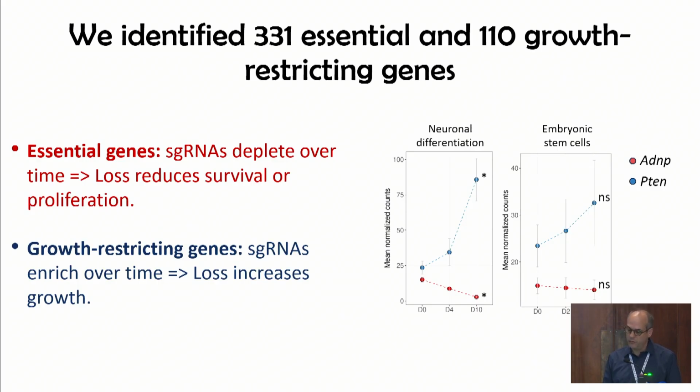We see an increase, it's not upregulation, it's actually an increase in the amount of guide RNAs that target this gene. You see a similar trend in embryonic stem cells, but this is not significant. So we went to study some of those genes from the screen, both in vitro and in vivo.